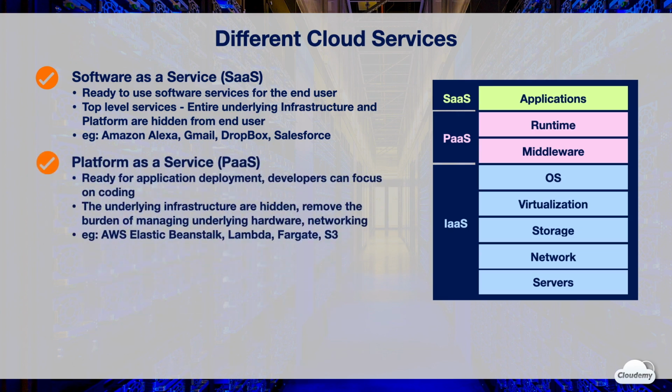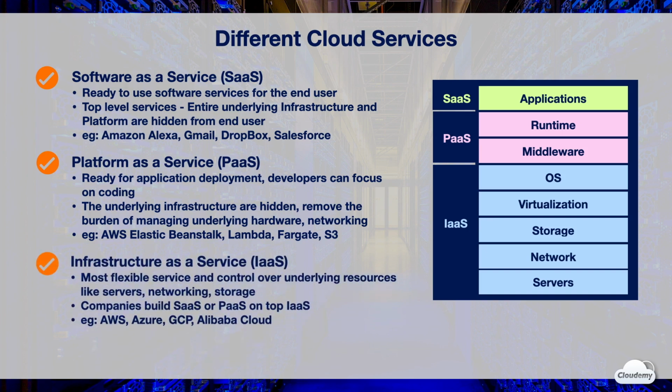PaaS is the platform service usually for development teams to deploy and manage applications. Infrastructure such as physical servers, networking, and OS are hidden, so developers can just focus on coding and deployment. These services are AWS Elastic Beanstalk, S3, and Google App Engine. Services such as AWS Lambda is the AWS Serverless or Function as a Service, and Fargate is the AWS Container as a Service.